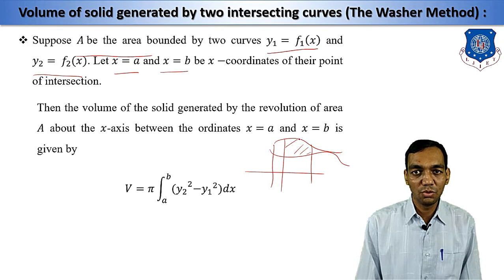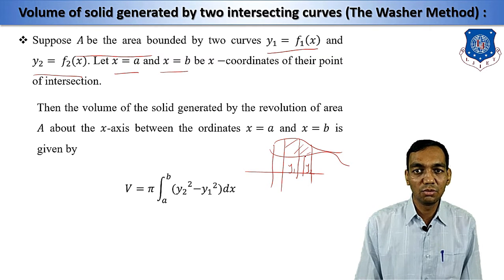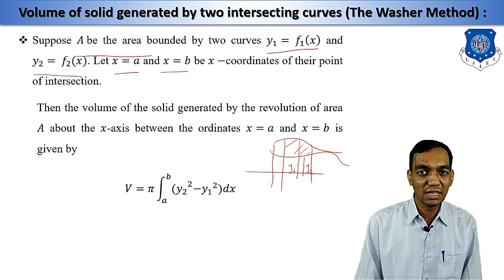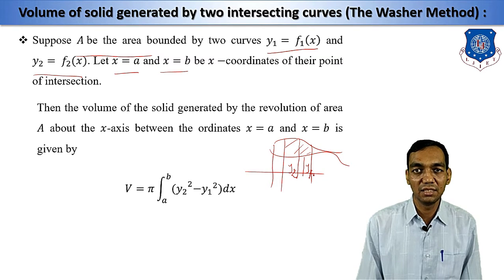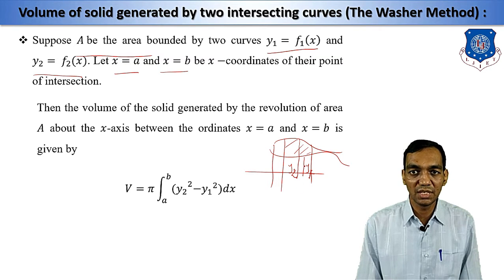So we have two radii. The larger one is y2, and the smaller one is y1. Correct? So what you have to do is find the volume of the larger one, and then subtract the volume of the smaller one. That means y2 is the larger, which we have written in the formula, and y1 is the smaller. So the larger one has the area pi y2 square and the smaller one has the area pi y1 square. So you have to subtract them.